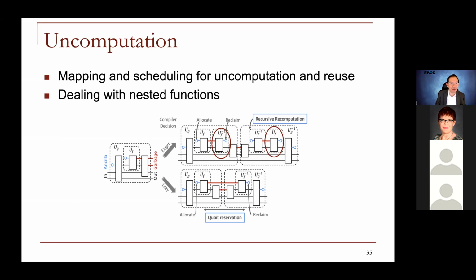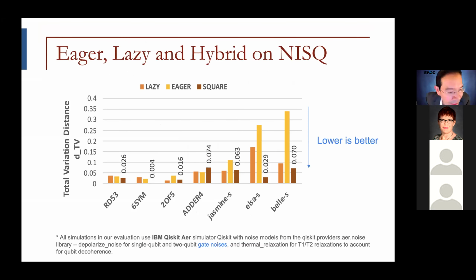And so we can compare these. So here, lower is better. We're basically measuring error rate. We look at a number of quantum circuits and we compare lazy, eager with the hybrid method, which we call SQUARE, okay? And you can see that the hybrid method ends up being generally better. In some cases, doing too much uncomputation could be a really bad thing.